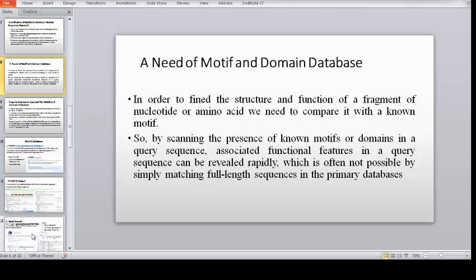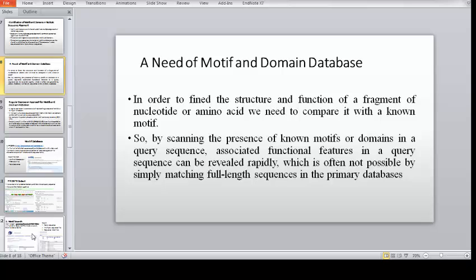Why do we need motif and domain databases? Just like other biological databases, for example DNA sequence databases, there is GenBank, and for protein sequence databases there are UniProt and similar databases. Similarly, there are motif and domain databases that contain motifs and define domains. So in order to find the structure and function of a fragment of a nucleotide or amino acid sequence, we need to compare it with known motifs.